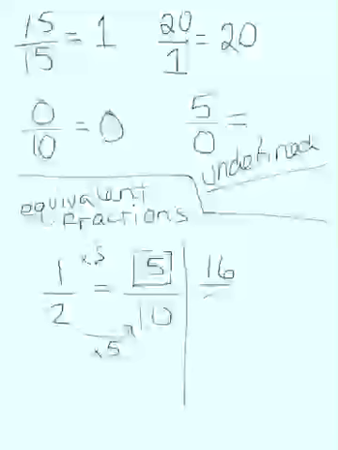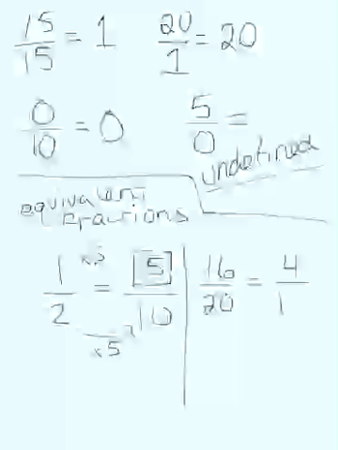16 over 20 equals 4 over what? So this time I did something to the top. What did I do to get from 16 to 4? Divided by 4. So what do I need to do to the bottom? The same thing.